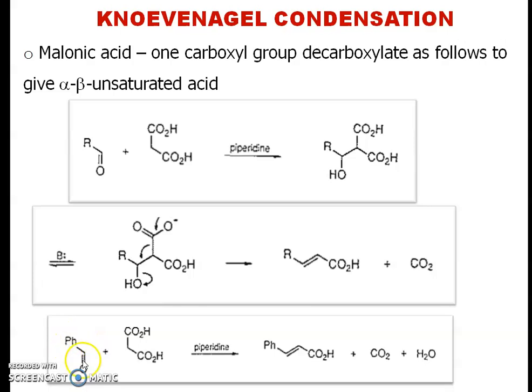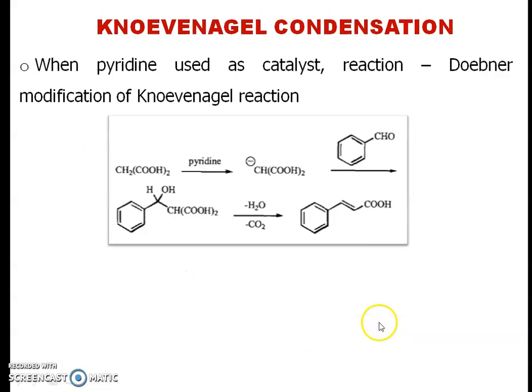One example for this reaction: an aromatic aldehyde in the presence of piperidine reacts with malonic acid and forms an unsaturated carboxylic acid, that is cinnamic acid. The next one is a modification of the Knoevenagel reaction. Instead of piperidine catalyst, if you use pyridine, that is called the Doebner modification of the Knoevenagel reaction.